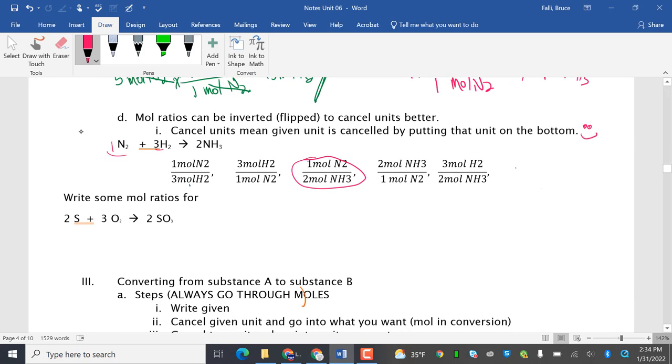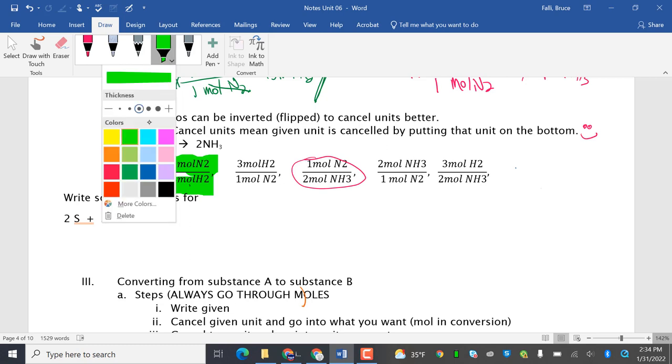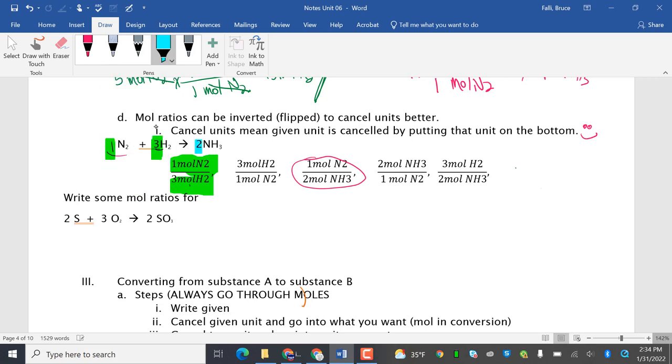So some mole ratios: if I do nitrogen to hydrogen, and if I did NH3 to H2, and then you can just as easily flip that around and say it's 2 moles of NH3.